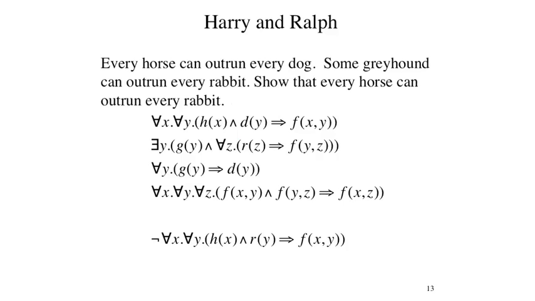Now let's look at a more interesting case. Let's once again consider the problem of horses and dogs that we saw in an earlier lesson. We know that every horse is faster than every dog. Some greyhounds are faster than every rabbit. We know that greyhounds are dogs, and we know that the relationship of being faster is transitive. And what we desire is to prove that horses are faster than rabbits. In order to do this, we negate that desired conclusion, and we add it to the premise set.